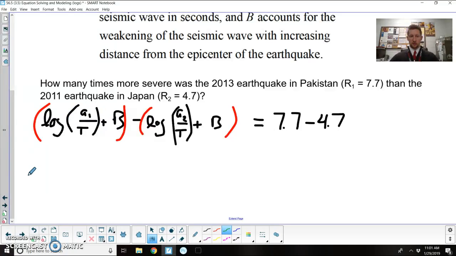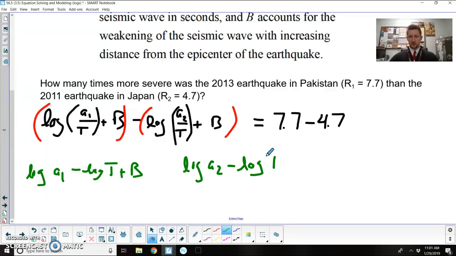First of all, I have the logarithm of a quotient, which using the quotient property of logarithms, I can say is equal to the log of A1 minus the log of T plus B. And then I have the log of A2 minus the log of T plus B. And again, remember, I am subtracting one of these from the other. Now, log of A1 minus log of A2, well, that's going to be the next thing that I write down here. Log of A1 minus the log of A2.